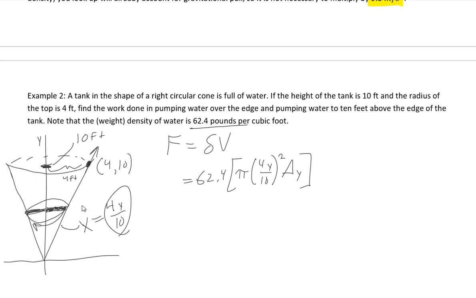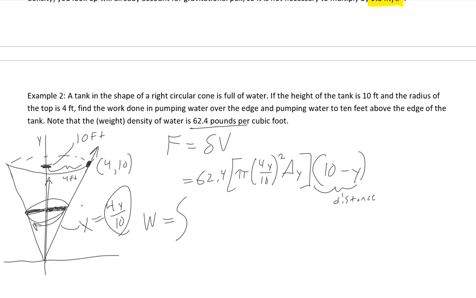So we can then find the work by doing force times the distance. In this case, the integral of the force times the distance. In this case, the distance is how far up I'm traveling. In this case, I'm traveling a distance of 10 minus y. This would be the distance.